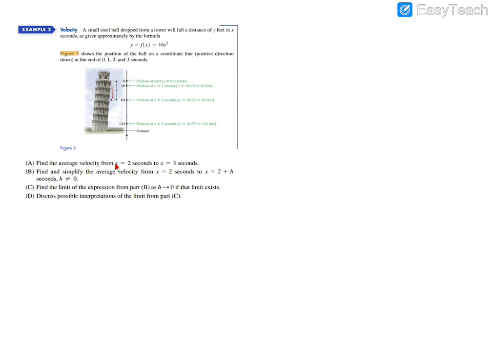So find the average velocity from x equals 2 seconds to x equals 3 seconds. Let's give the response for part A. What is the average velocity?